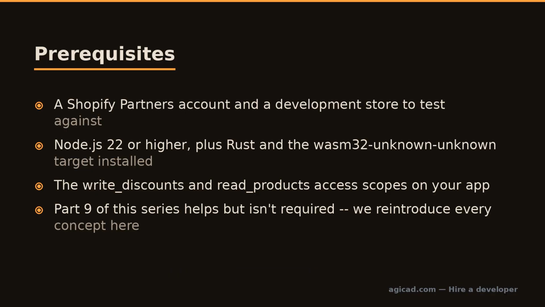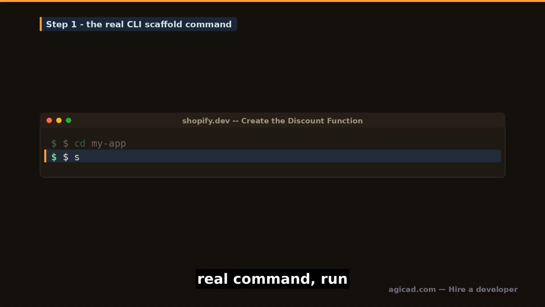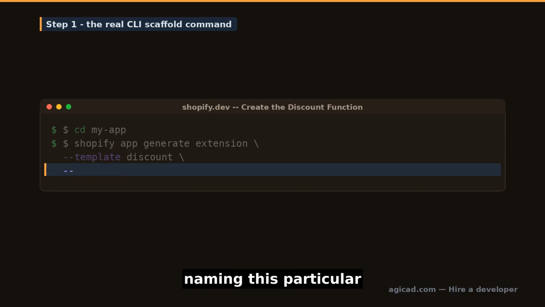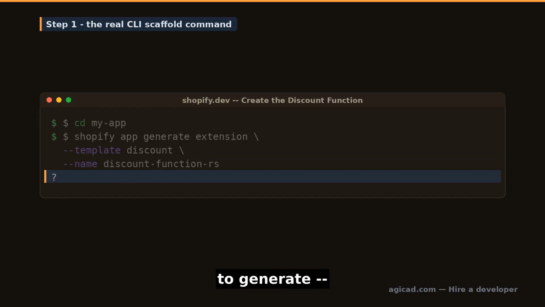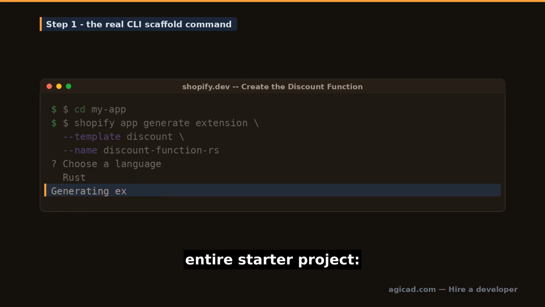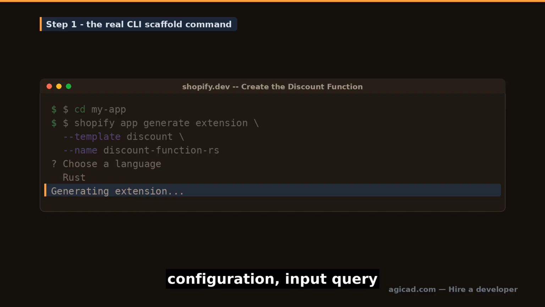This is the real command, run from inside your app's own directory. Shopify app generate extension, with a template flag set to discount and a name flag naming this particular extension discount-function-rs. The CLI then asks which language to generate. For this episode, and for the rest of today's build, we choose Rust. That single command produces an entire starter project, configuration, input query stubs, and Rust source files already wired together, ready to be read and understood rather than written from a blank file.